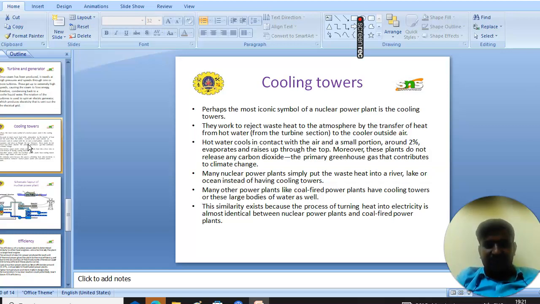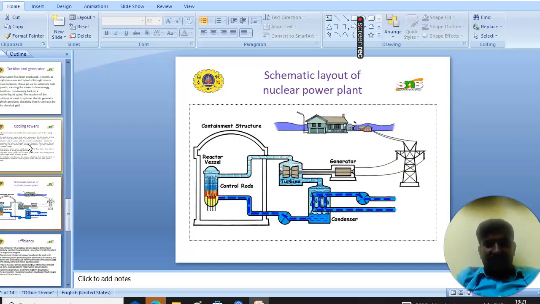The process of turning heat into electricity is almost identical between nuclear power plants and coal-fired power plants. This schematic shows the heat being generated in the nuclear reactor, which is used to run the turbine. The turbine drives the generator, which produces electricity. Then the steam is converted back into liquid with the help of a condenser, and the pump is used to transfer the liquid to the reactor, and this process repeats.